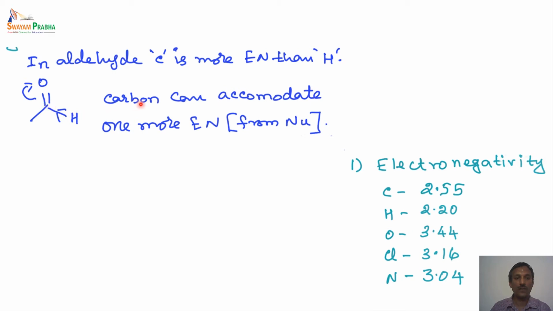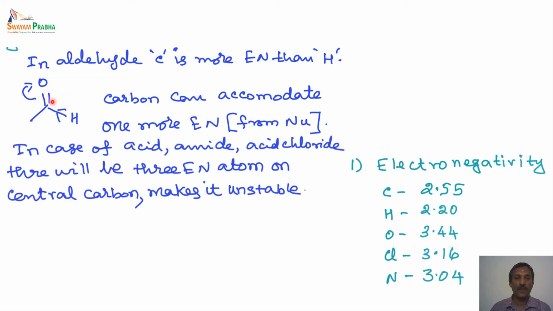So in other words, this particular carbon can now accommodate one more electronegative substance, basically the nucleophile. In most of the cases, the nucleophile is an electronegative element, so that can be added to this carbon. So what we are saying is it can be added. Remember, addition is possible in this particular case.